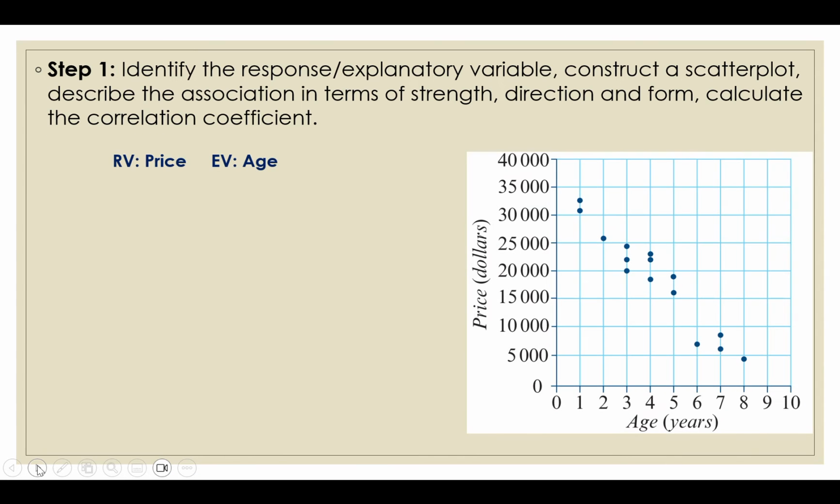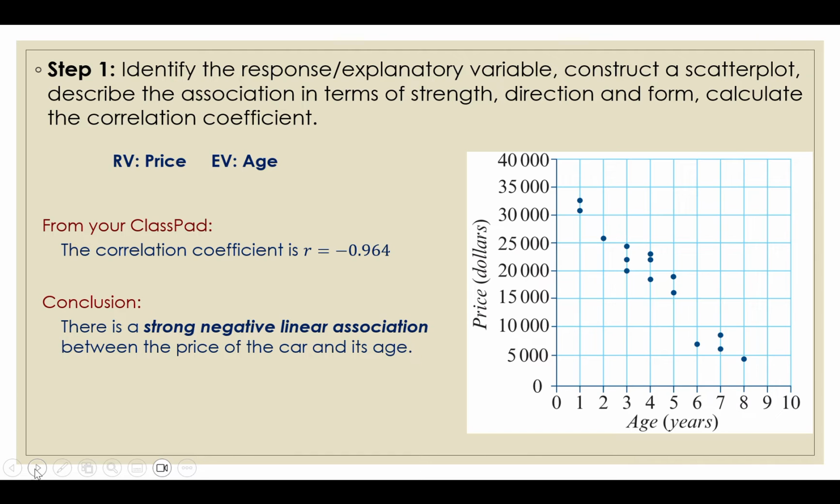Identify the explanatory and the response. And as we can see, we can start to see a pretty strong negative association between the two variables. All right, from our class pad, the R value is 0.964, it's a negative, sorry, indicating it is a negative. Therefore, it's a strong negative linear association between the two variables.